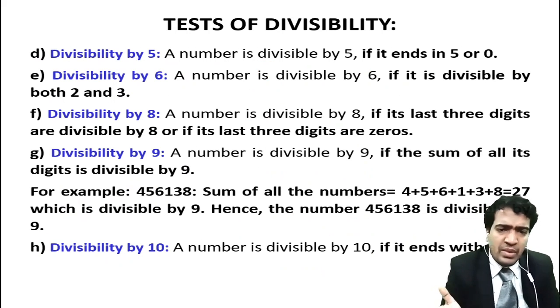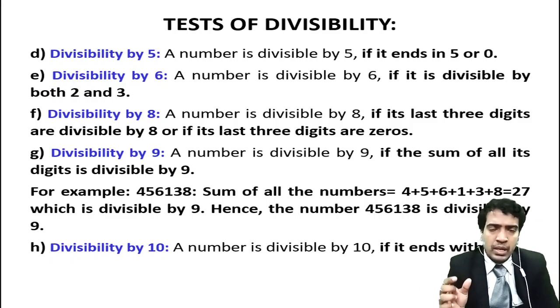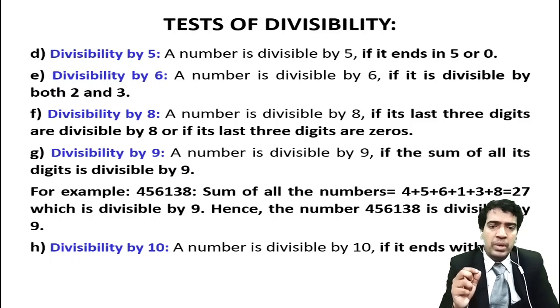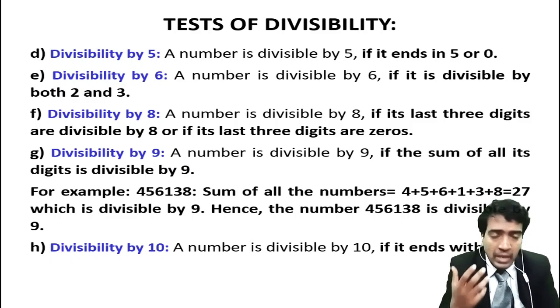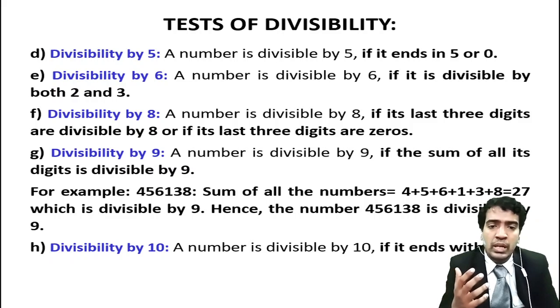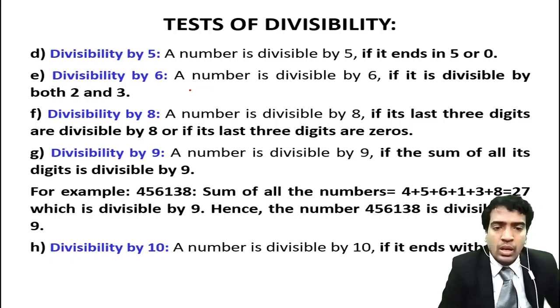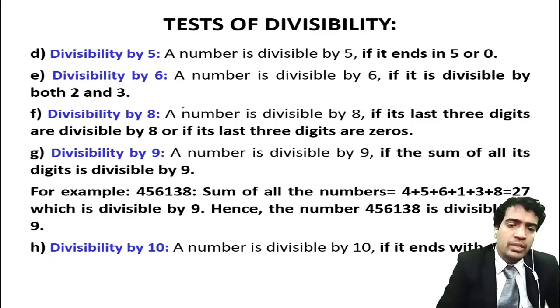The divisibility by 5 is pretty straightforward. If the unit digit in the given number is either 5 or 0, then you would say that the number is divisible by 5. What about the divisibility by 6? If the number is divisible by both 2 and 3, then it is divisible by 6. What about the divisibility by 8? Here also, the criteria we looked at for number 4, if you extend it a bit, then you will get the test of divisibility by 8.